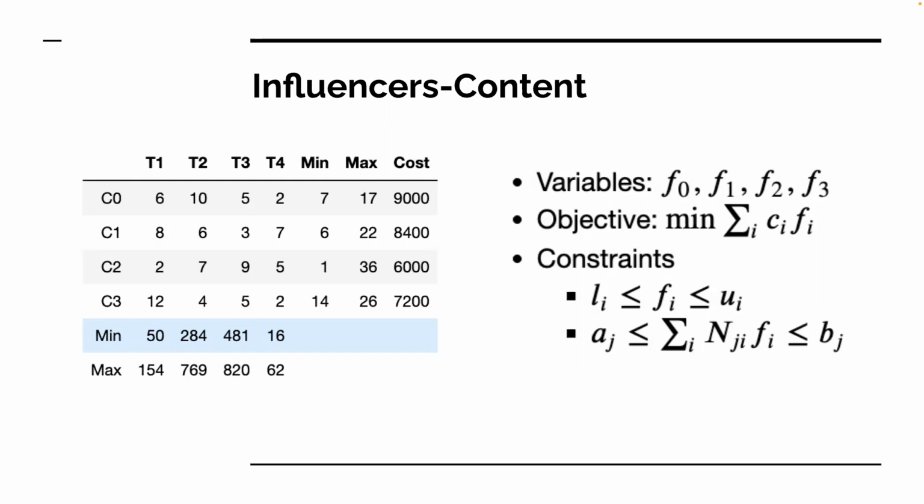So let's assume we denote these variables f0, f1, f2, and f3 to be the number of times we engage c0, c1, c2, c3. Every time we engage c0, we get 6 units of t1, 10 units of t2, 5 units of t3, 2 units of t4, and cost is 9,000. And f0 has to be minimum 7, and f0 can go up to 17.